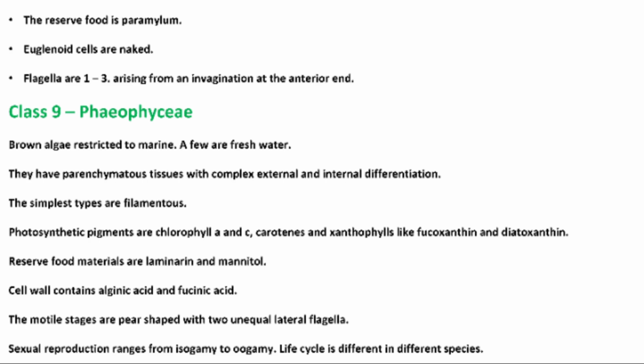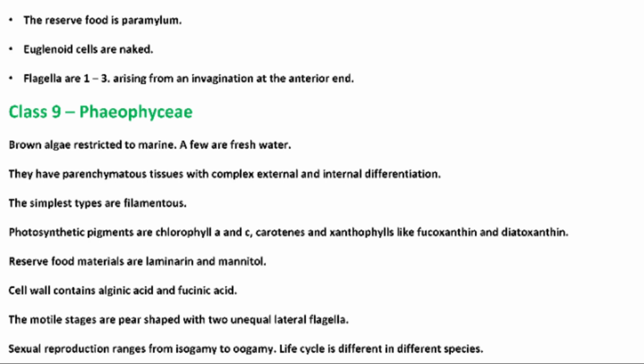Class 9 is Phaeophyceae. Brown algae are restricted to marine habitats, a few are freshwater. They have parenchymatous tissues with complex external and internal differentiation. The simplest types are filamentous. Photosynthetic pigments are chlorophyll A and C, carotenes and xanthophylls like fucoxanthin and diatoxanthin. Reserve food materials are laminarin and mannitol. The cell wall contains alginic acid and fucinic acid.